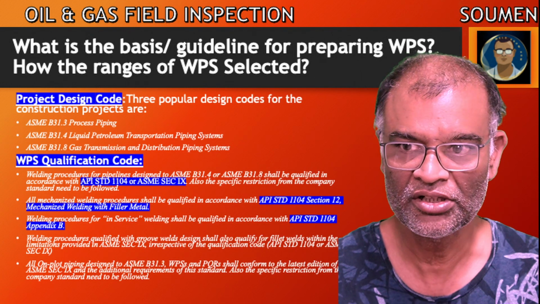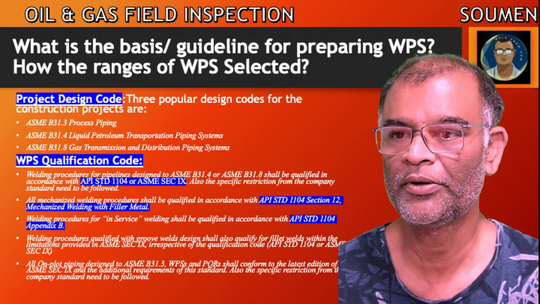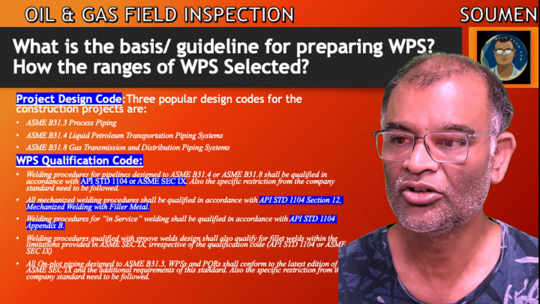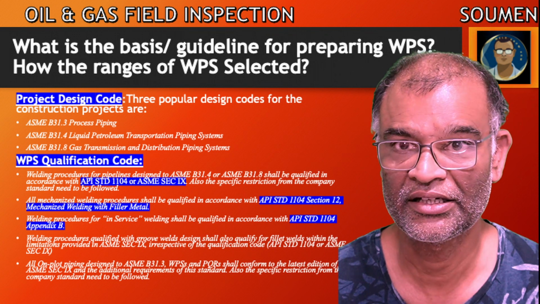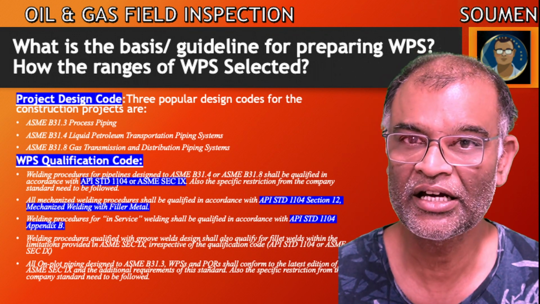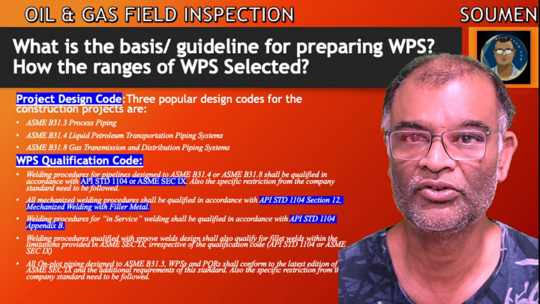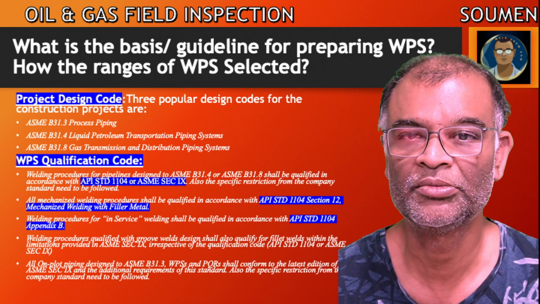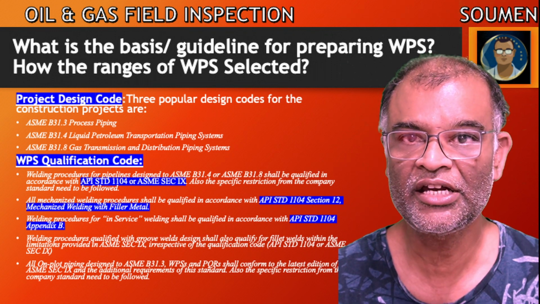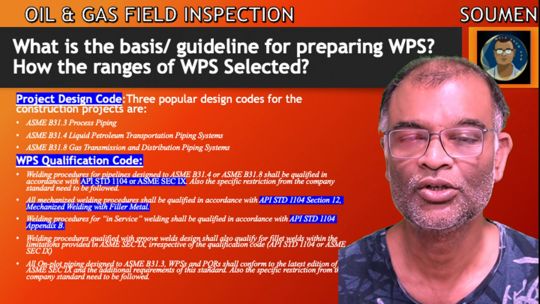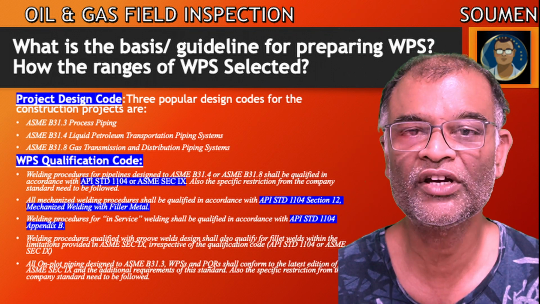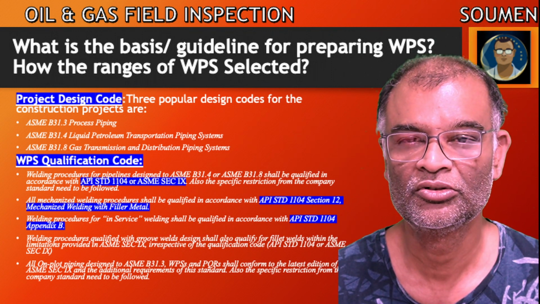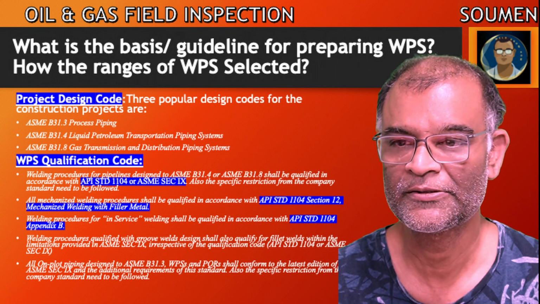The first query was, what is the basis and guideline for preparing a WPS? How are the ranges of the WPS selected? So the basis and guideline of a WPS is, of course, the design code of the project. Design code is deciding which qualification code to follow for preparing a WPS.